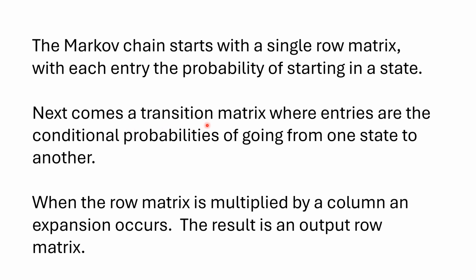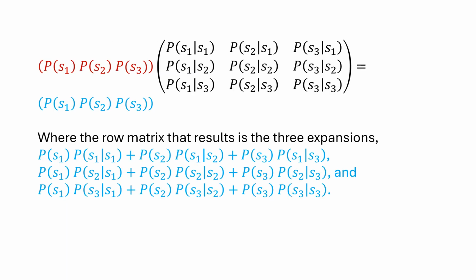Next comes a transition matrix, where the entries are the conditional probabilities of going from one state to another, or staying in a state. When a row matrix is multiplied by a column of the transition matrix, an expansion occurs. We do this using each column, and we end up with an output matrix, which is a probability space as well. So what does all that mean? It's best to go ahead and just illustrate it.